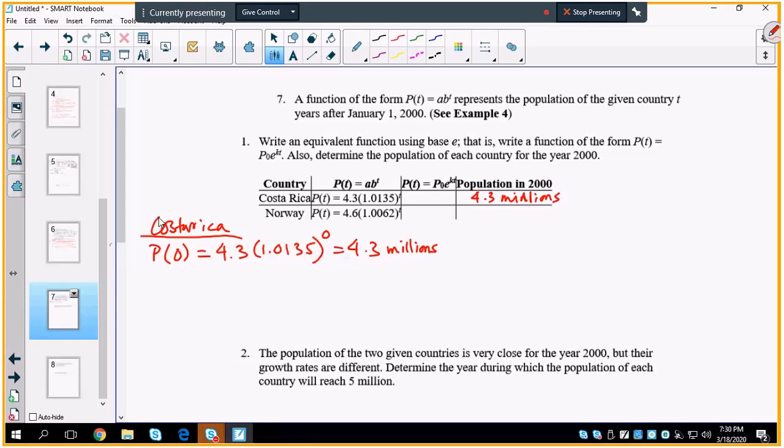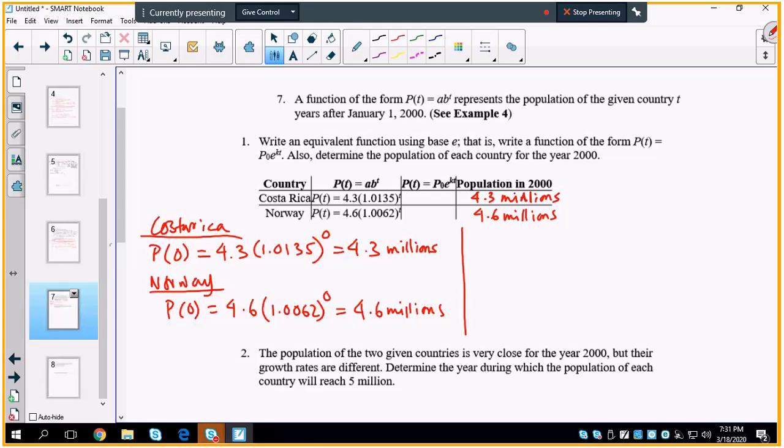For Norway, I do the same thing. I find p of 0, and that is 4.6 times 1.0062 to the power 0, and that's going to be 4.6 millions. But remember, now we are supposed to find out the population with respect to the base e. How to do that work? So what we will do, we will find out p of 10 for both countries.